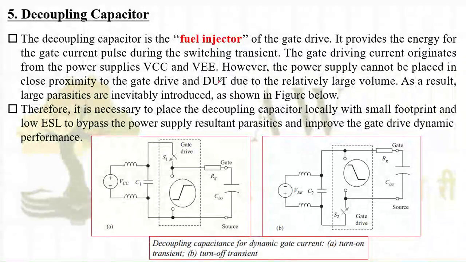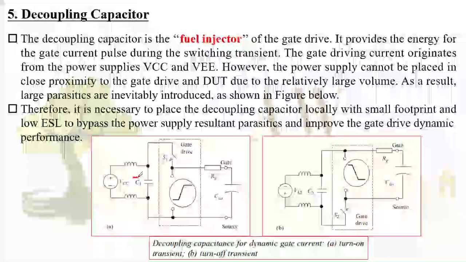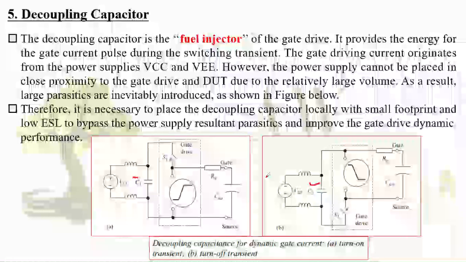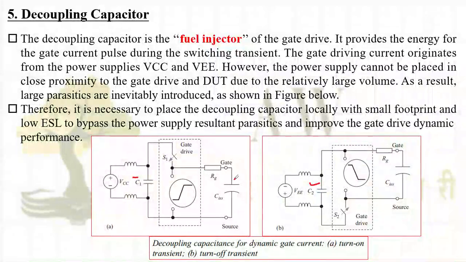Now we will come to the last part, that is the decoupling capacitor. You are seeing here the two capacitances. One is the C1 capacitor, another is the C2 capacitor. You have just seen the overall structure, right? From that overall structure, these are the two small figures, the two capacitors C1 and C2. These two are the decoupling capacitors.